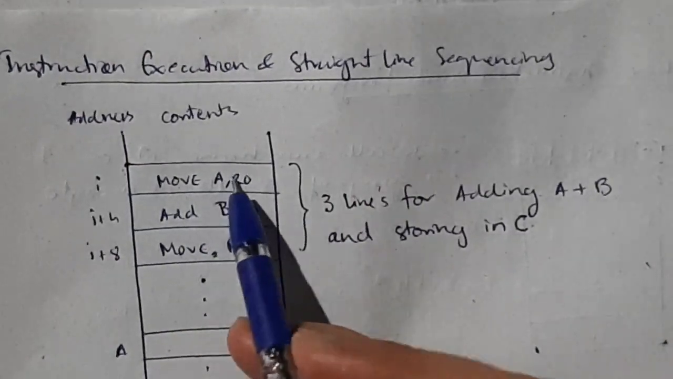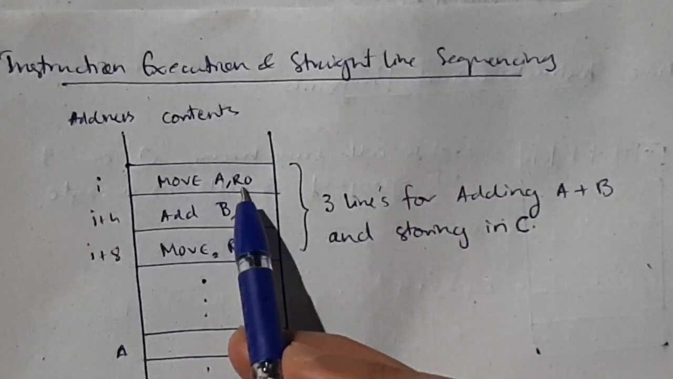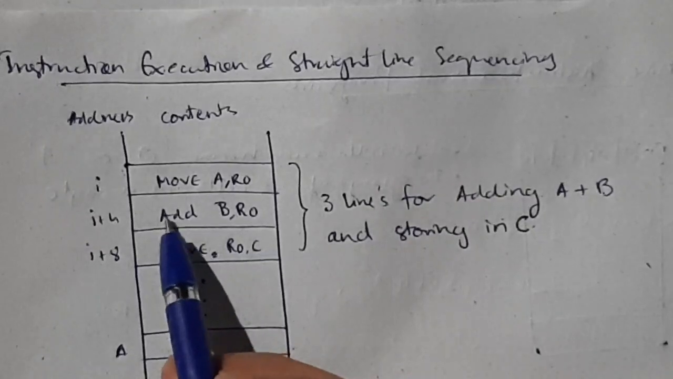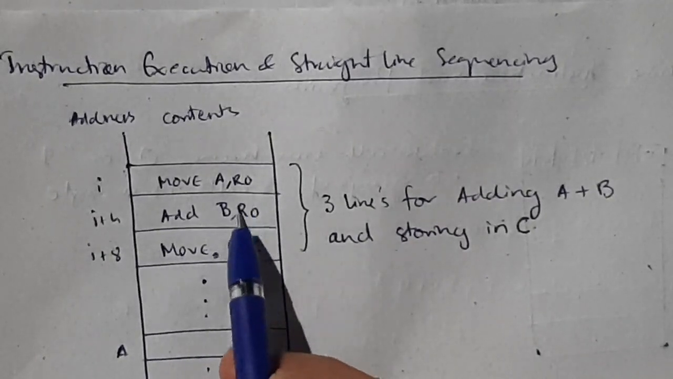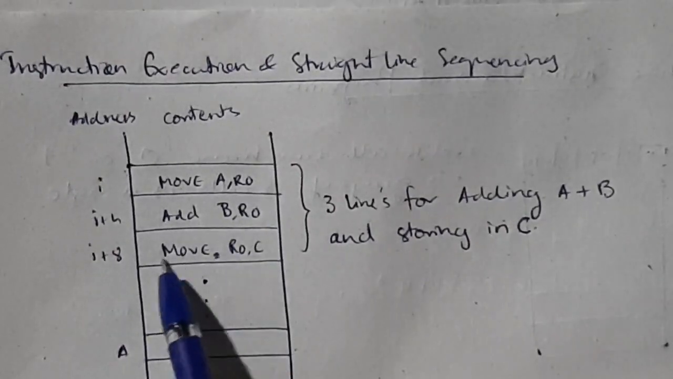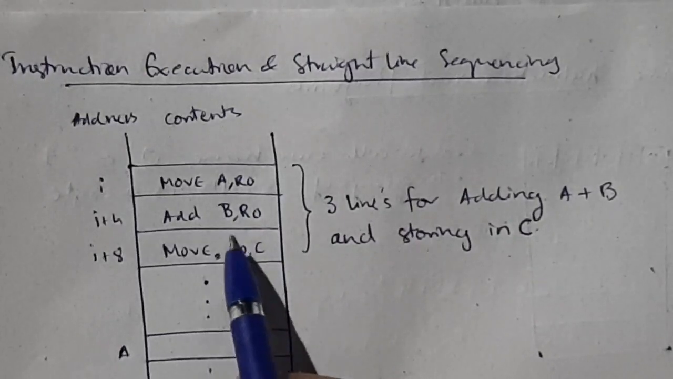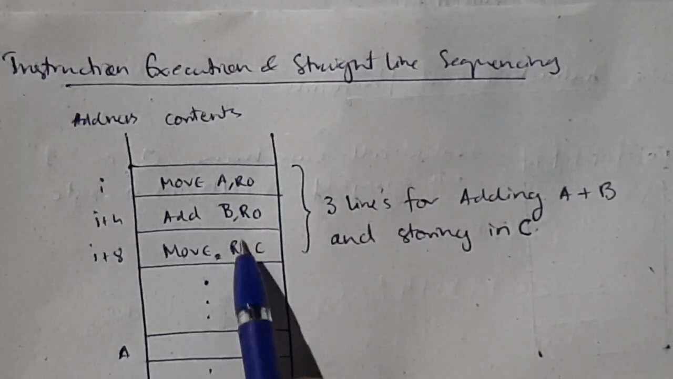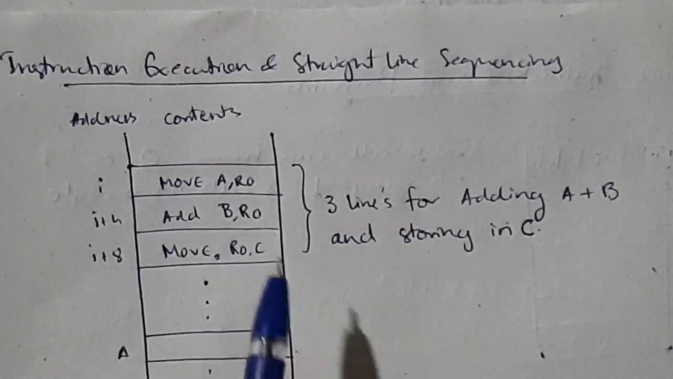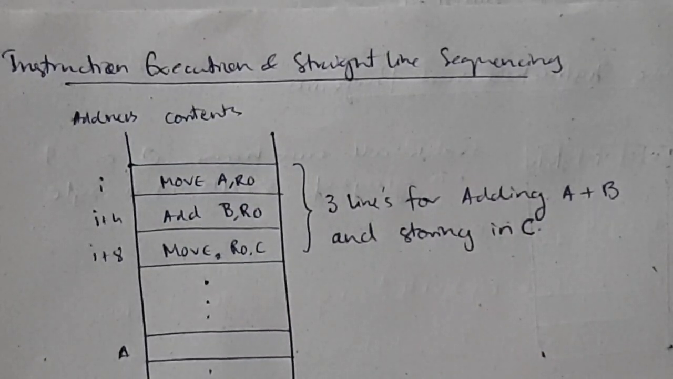Move a to R0. A will have the number, R0 is a register to store any information. Register is nothing but it will store some data. So I'll move A to R0. Now in the next instruction I'll add B to R0, means what R0 has will get added with B and it will be present in R0. Then finally I will move R0 to C. In these two instructions I added A and B, then that sum will be transferred to C. Okay, those are the 3 lines for instruction execution. So these are the address and these are the contents for the instructions to be executed.